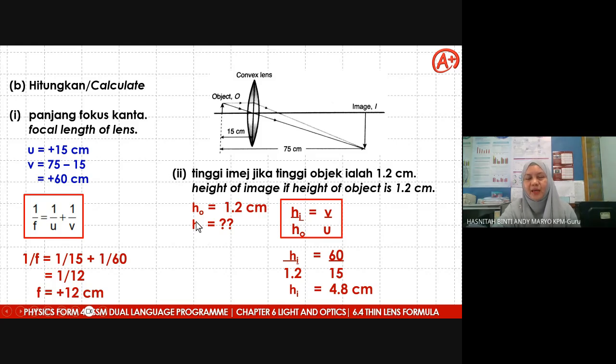From here we can find the height of the image from this relation: height of image divided by height of object equals image distance divided by object distance. So you just do the substitution. HO is 1.2, V is 60 and U is 15. That will give you a height of image of 4.8 centimeter for the second answer.